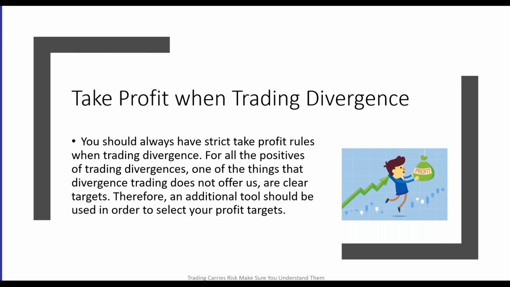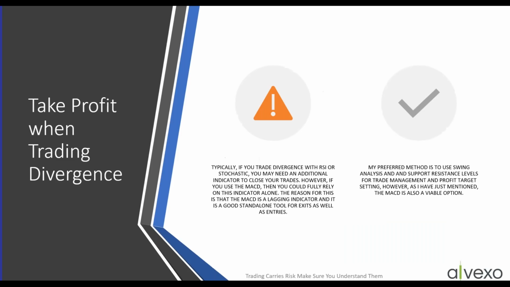You should also have a strict take profit rule when trading divergence. For all the positives of trading divergence, one of the things that divergence does not offer us are clear targets. Therefore, an additional tool should be used in order to select your profit targets, because you need to figure out your profit target and your take profit point and when you're going to exit the market. But you also need that to calculate your risk and your profit reward ratio to see if you can even afford to make that trade based on your own risk money management.